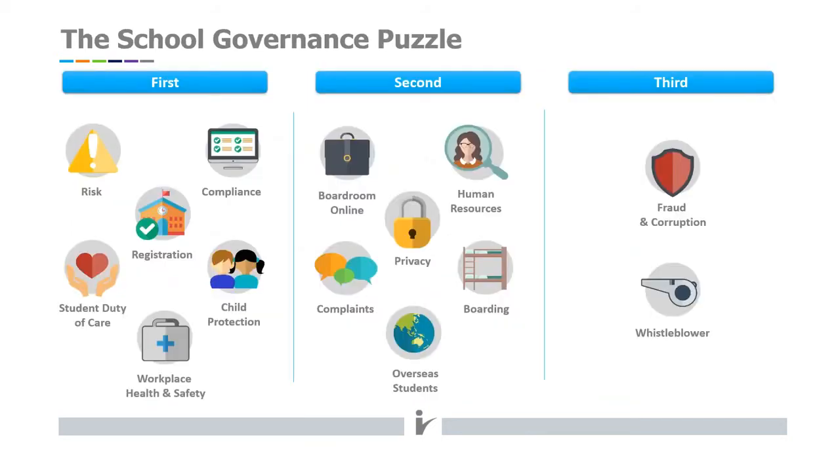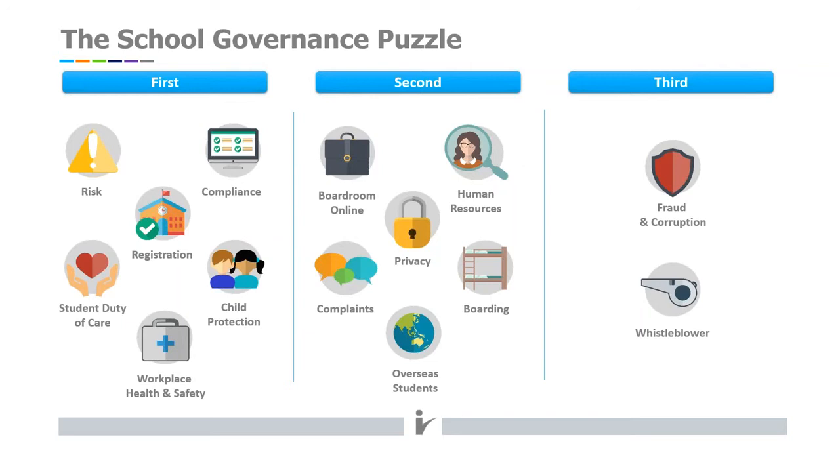Just from our personal experience, there's a sliding scale to this, if you like. Most schools, in the first instance, will focus on those really high-risk areas. The risk and compliance programs are obviously core infrastructure for governance, but they're going to focus on child protection, workplace safety, student duty of care, and getting rego right before they generally put in a whistleblower program.